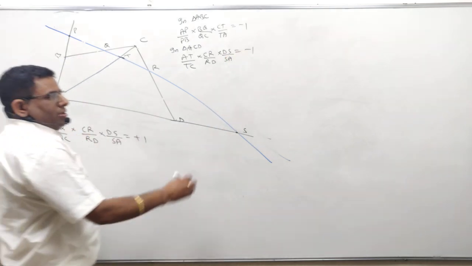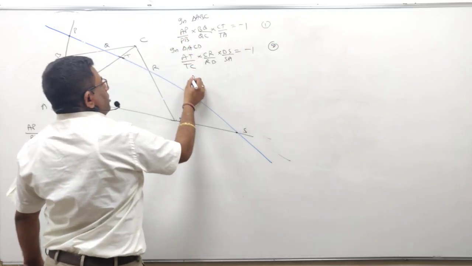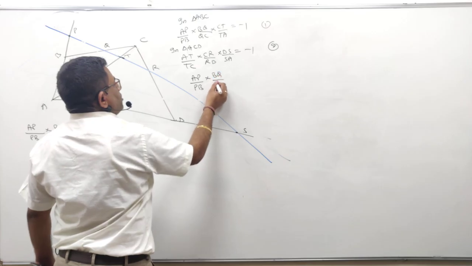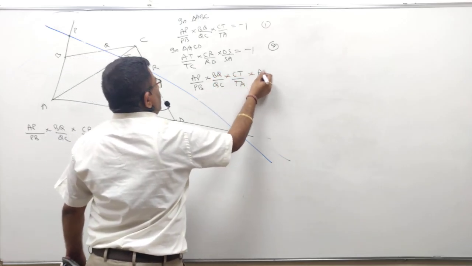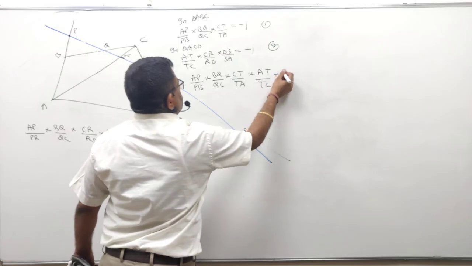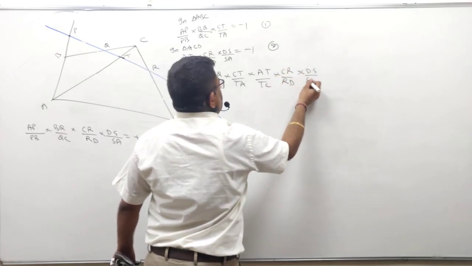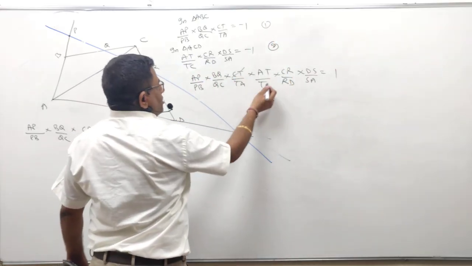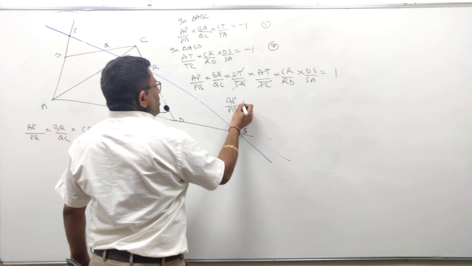Okay. Now you can multiply these two results. You can multiply equation 1 and equation 2. What we get is AP upon PB into BQ upon QC into CT upon TA into AT upon TC into CR upon RD into DS upon SA. It comes out to be minus 1 into minus 1 comes out to be 1. You can cancel CT by CT and TA by TA. We get the required result for a quadrilateral as well.